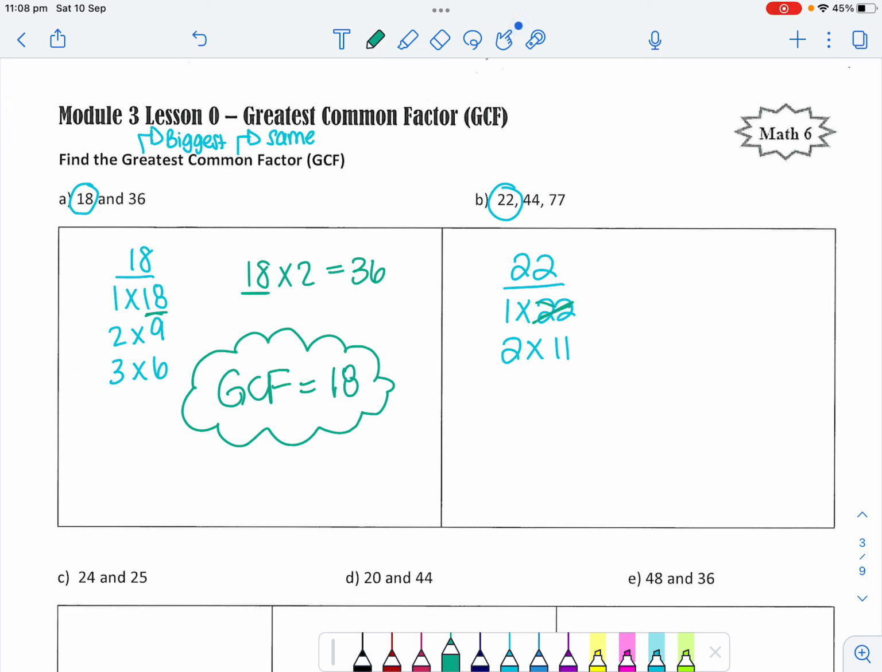And I'm going to check 11. Does 11 go into 44? 11 times 4 is 44. Perfect. That checks out. Then I'm going to ask, does 11 go into 77? The answer is yes. 11 times 7 is 77. That one also worked. And all 3 of these numbers have 11 in common, and that is the greatest thing they have in common. So my greatest common factor is 11.